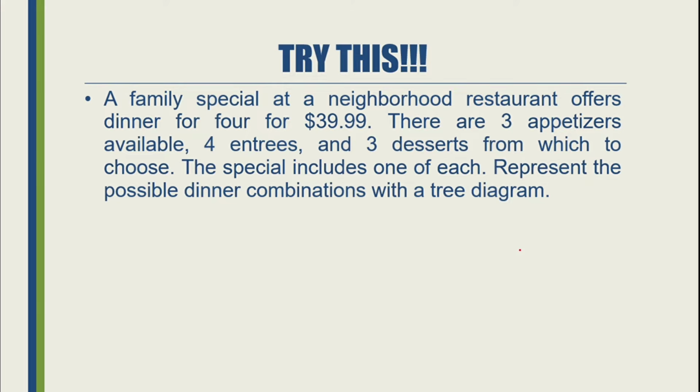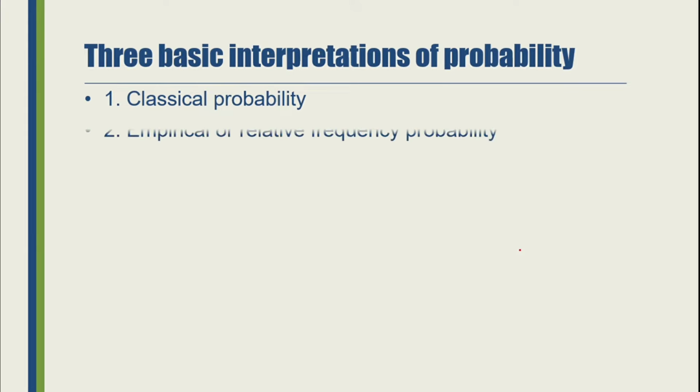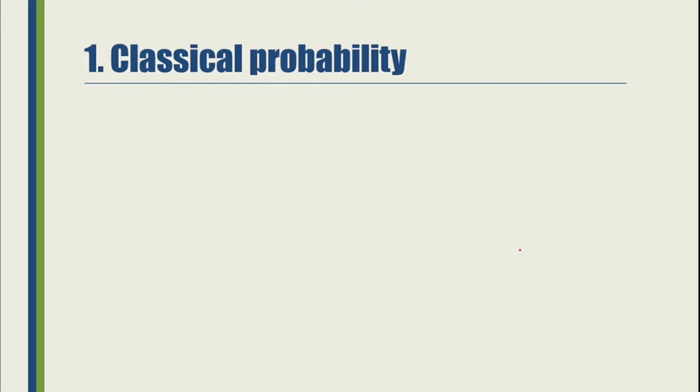Next, let's proceed with the topic. There are three basic interpretations of probability. So first is classical probability. The second one is empirical or relative frequency probability. And the third one is subjective probability. So the first one is classical probability.